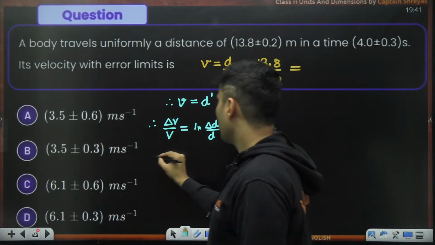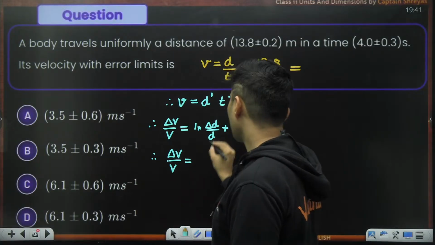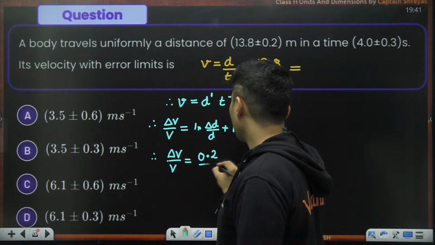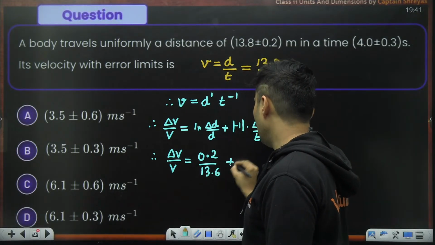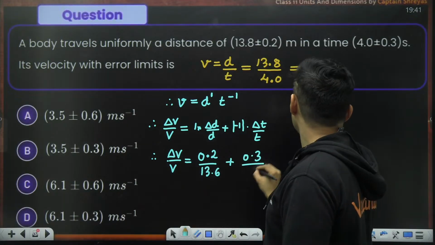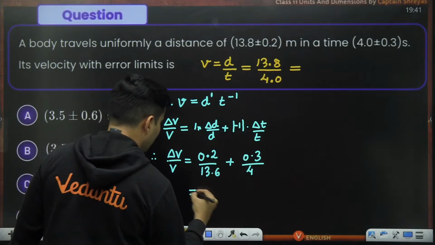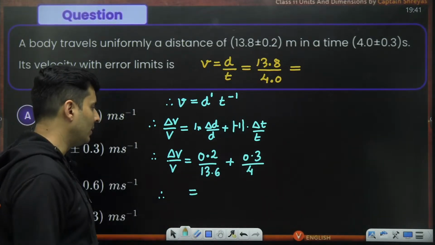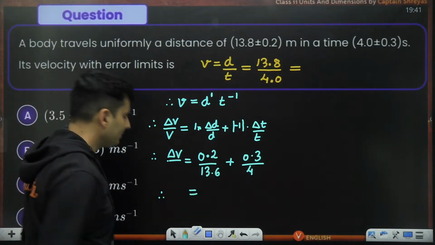So relative error in velocity will be 1 time delta D by D plus also -1's modulus into delta T by T. Now, delta V by V will be delta D, you already know, is nothing but 0.2, D is nothing but 13.8, plus delta T is nothing but 0.3, and this is nothing but 4. And from this, see what is the number you are getting and then try to find the value of delta V, because you also know the value of velocity from here.